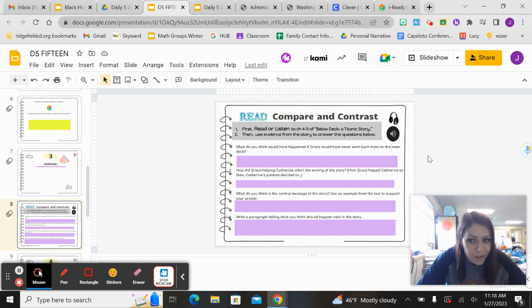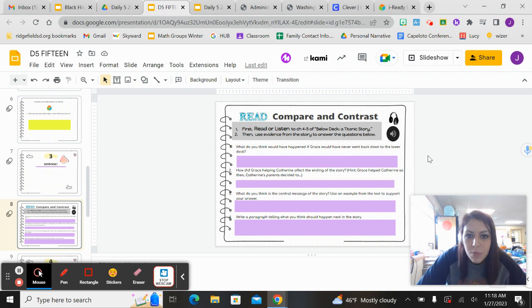So, if I send you back and I say, take another look at this question, it might be that you forgot your text evidence. If the question doesn't say to use text evidence, you don't have to. But if it does, look very carefully at that so you don't forget it. Also, every question should have a complete sentence.